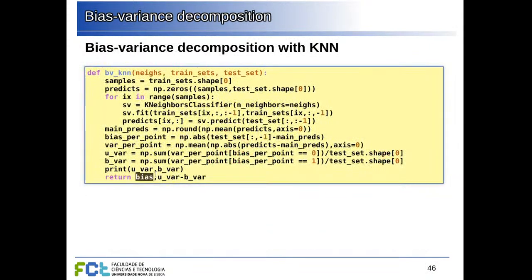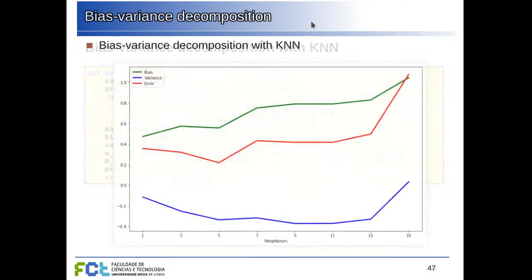We return the bias and the two contributions of the variance, one positive and one negative, depending on whether there is bias or not. So this would be the example for k-nearest neighbors for the first 15 values here. You can see that we have a high variance at the beginning when we use a small number of neighbors. Then it starts reducing.